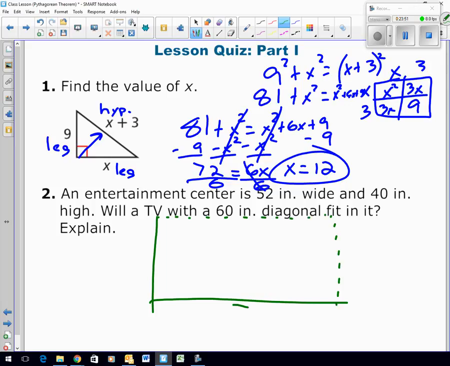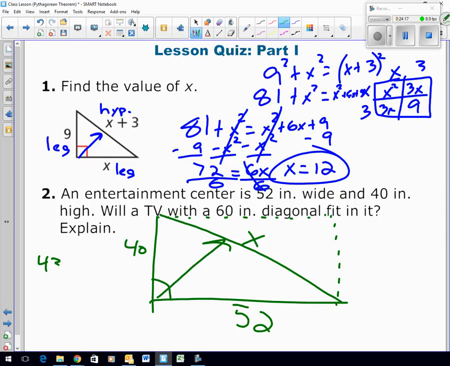All right. Here's 52. Here is 40. What is the diagonal? Tell me how I find the diagonal. Very good. The diagonal is going to end up being a hypotenuse here, right? Okay. Plug in the Pythagorean theorem. I get 40 squared plus 52 squared equals x squared. 4304. Then you do the square root, which you get 4 square root 269. What is that as a decimal?